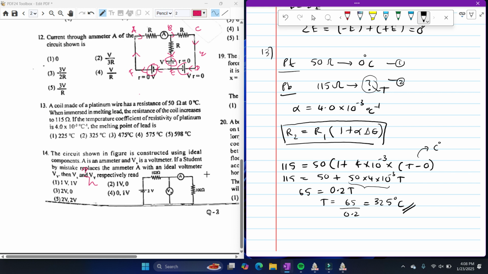Question number 14 comes under the galvanometer part in current electricity. Here they say the circuit shown in the figure is constructed using ideal components. A is an ammeter and V is a voltmeter. If a student by mistake replaces ammeter A with an ideal voltmeter Vy, then Vx and Vy respectively read as what?